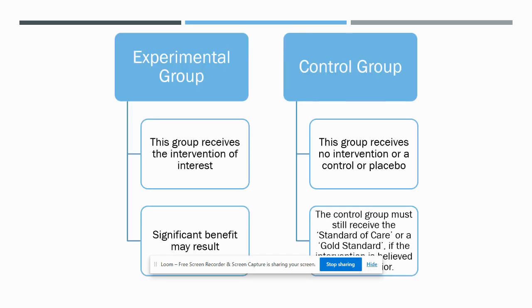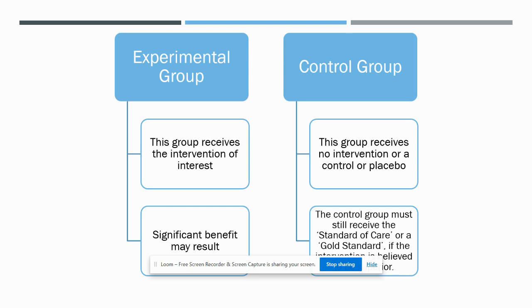So, we kind of talked about this a little bit, but clearly in a lot of our experimental designs, we have our experimental group and our control group. The experimental group, as we've talked about, generally receives the intervention of interest or the treatment of interest, and there could be a significant benefit, particularly if the null hypothesis is rejected and we find that our alternate hypothesis is true.